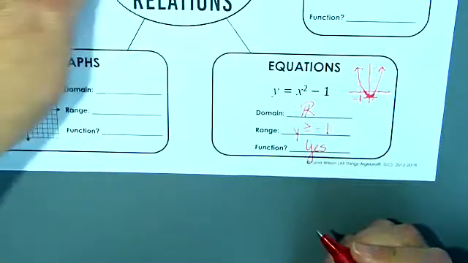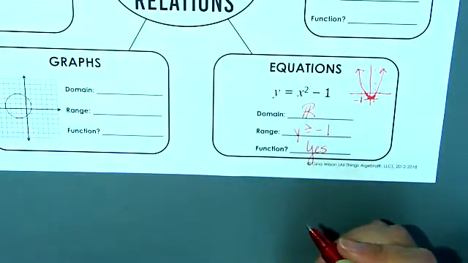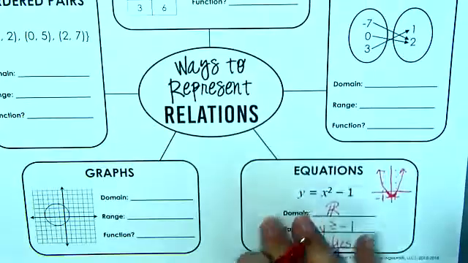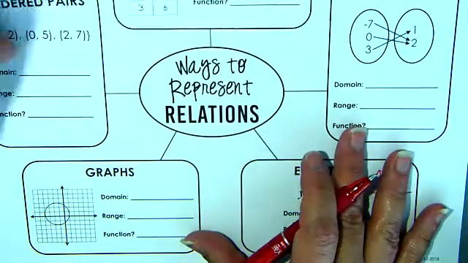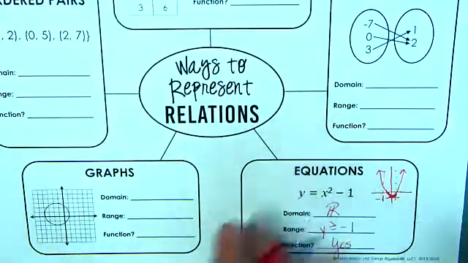The rest of these you've all seen, so you should be able to write the domain and range for these. So your assignment is to finish the notes and the classwork homework in this table.